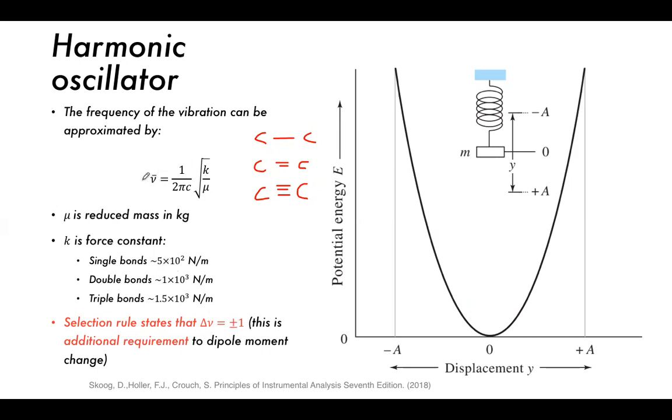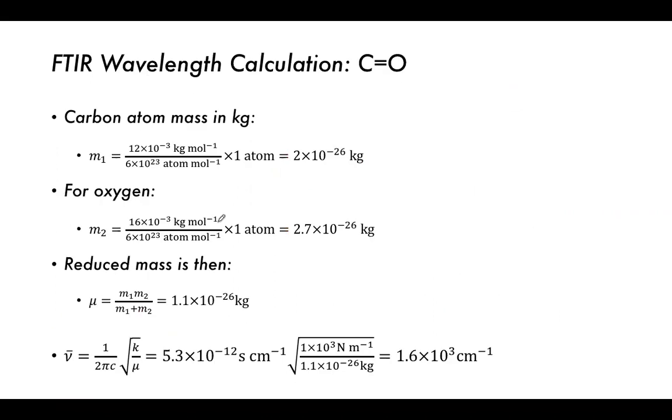Okay, so the average frequency is 1 over 2 pi c. So pi is pi, and c is the speed of light. K is the force constant of a particular bond, and mu is the reduced mass of that particular bond, which is the product over the sum, if I'm not mistaken. Yeah, product over the sum.